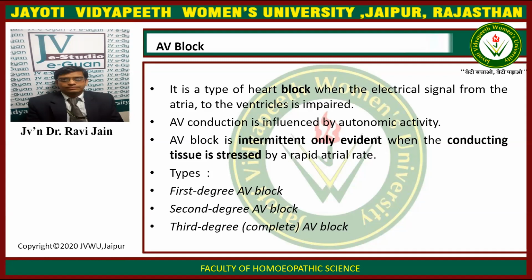There are 3 degrees of AV block. Number one is the first degree AV block, second degree AV block, and third degree or complete AV block. So what is AV block? When the electrical signals from the atria to the ventricles are impaired. And we have 3 types of AV block: first degree, second degree, and the third degree or complete AV block.